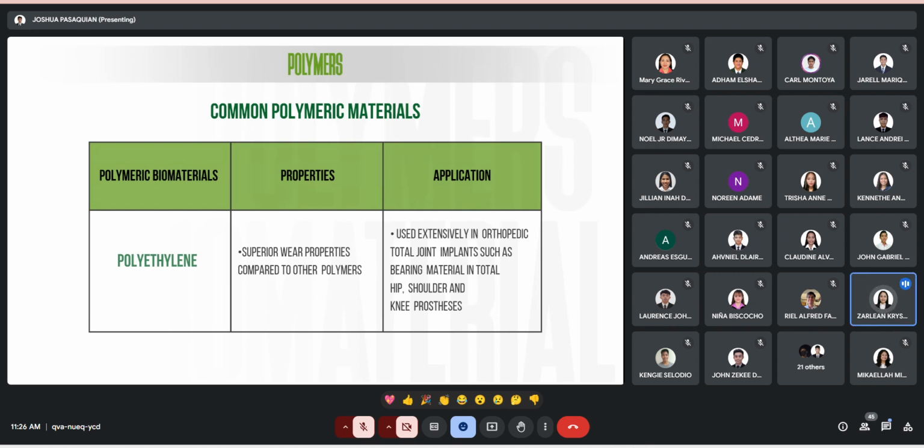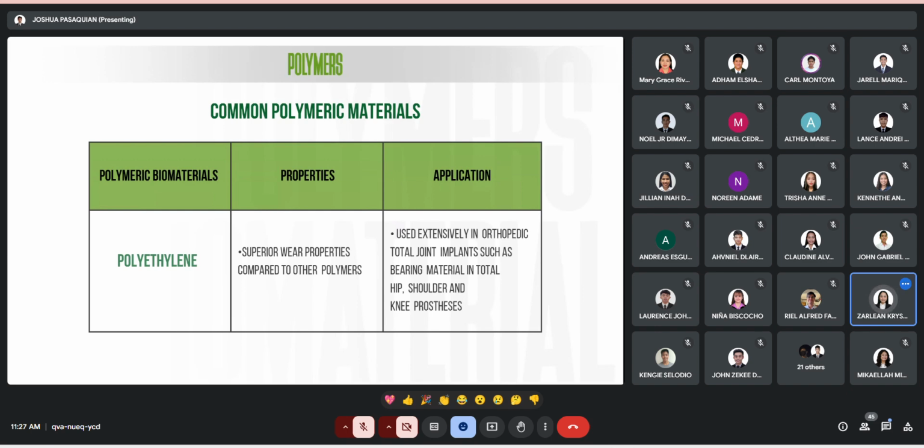Now, the following table shows the list of common polymeric biomaterials, their properties, and their applications. The first one is polyethylene. The most used polymer for total joint prosthesis is ultra-high molecular weight polyethylene. It is chemically identical to the material used for plastic bags, the same with bone cement, which is used in bone surgery, and plexiglass, which is used for window panes.